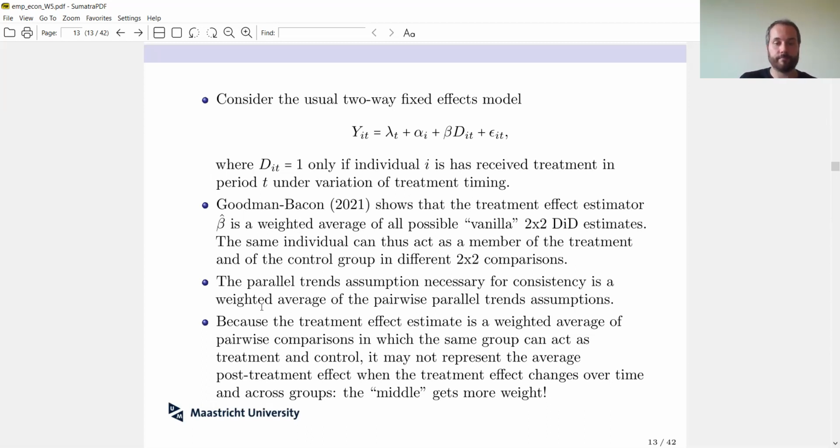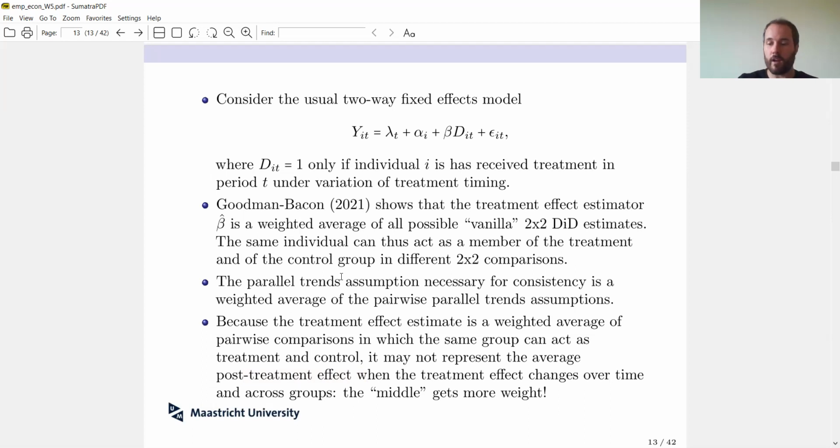So here's the issue: if you have differences in treatment timing and you have differences in the treatment effect across groups, because the overall estimate is a weighted average, if there's some group that has a large weight and where the treatment effect differs a lot from the others, then this may bias your overall estimate. So it may not be representative of the post-treatment effect.